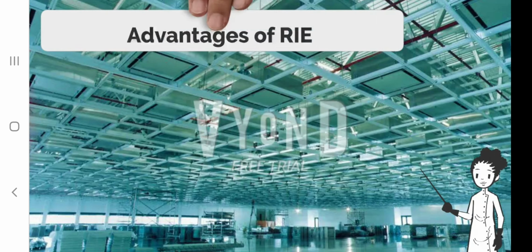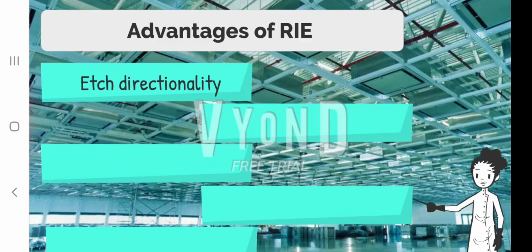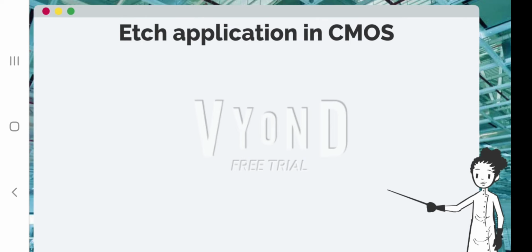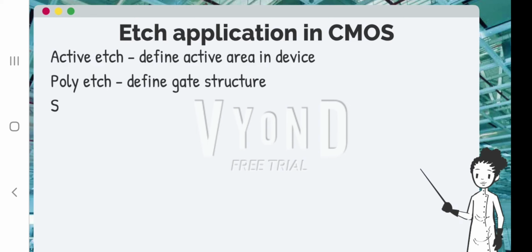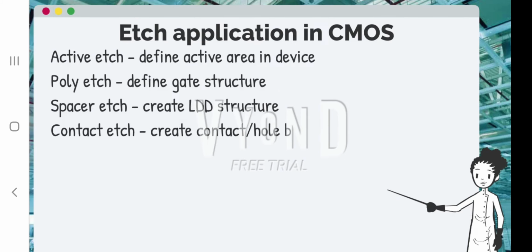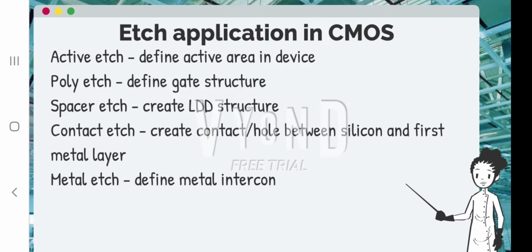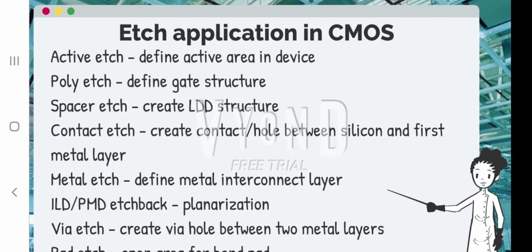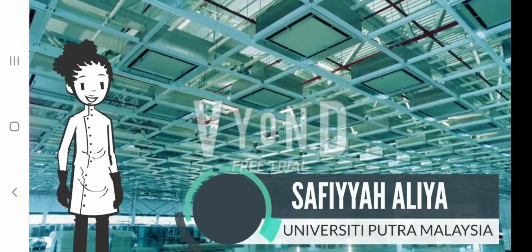Advantages of using RIE are etch directionality. The relatively unreactive gases can be made highly reactive at room temperature. It is a cleaner process. It can be controlled with greater precision and it consumes less materials. Etch applications in CMOS fabrications are active etch, poly etch, spacer etch, contact etch, metal etch, wire etch, and pad etch.